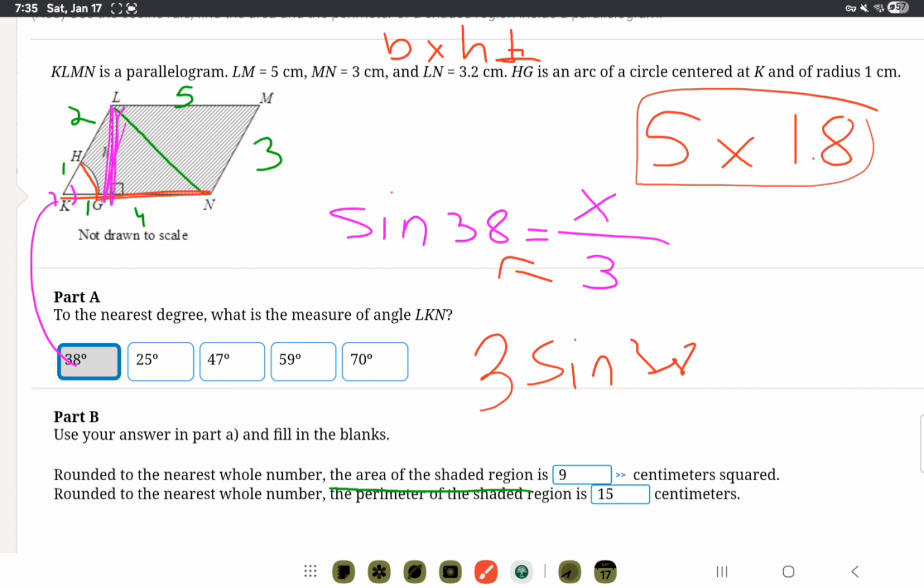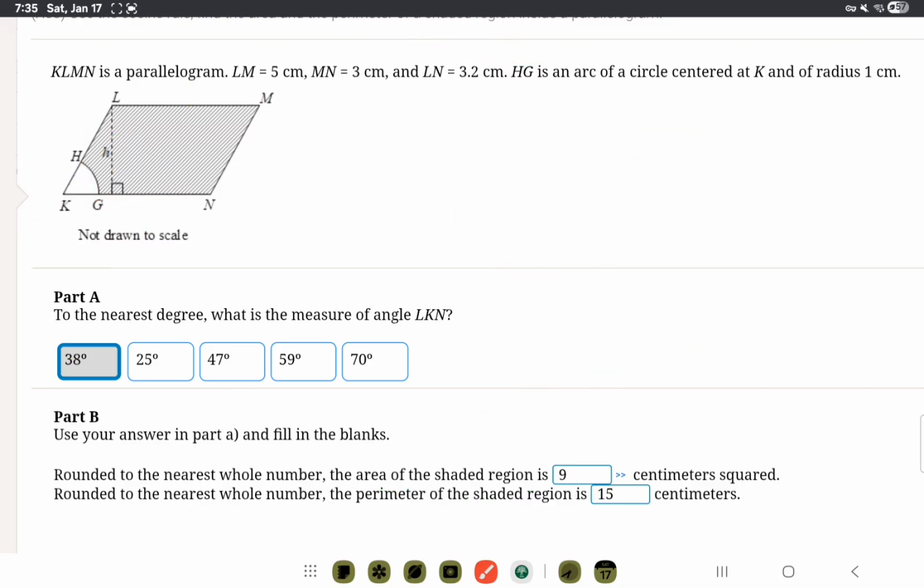That's it. Now we need to find the area of the unshaded region. Keep this in mind: the area of the parallelogram is equal to 9. Now we need to find the area of the sector.